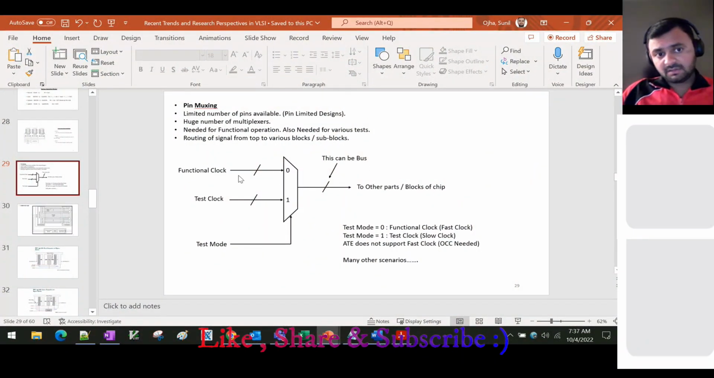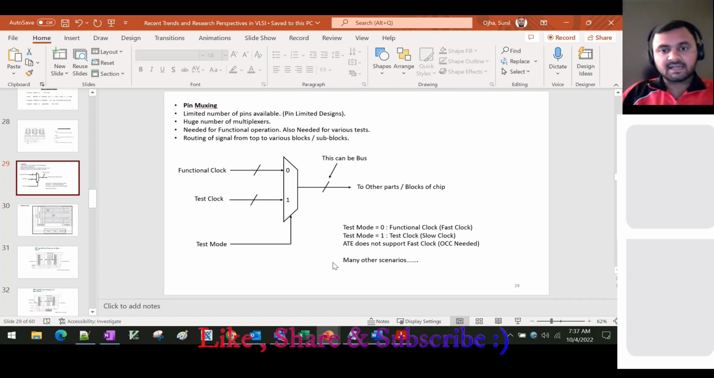Basically the difference between test clock and functional clock is that your test clock will always be slower, because the ATE, the automatic test equipment where the silicon will be tested, will not support a high speed clock, but your chip will work at high speed, so functional clock.